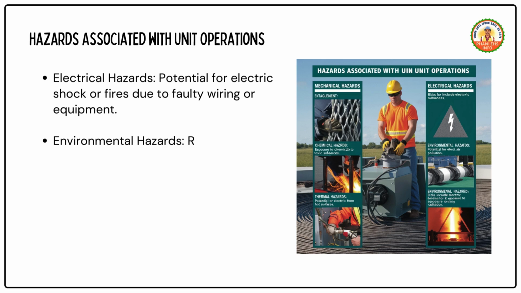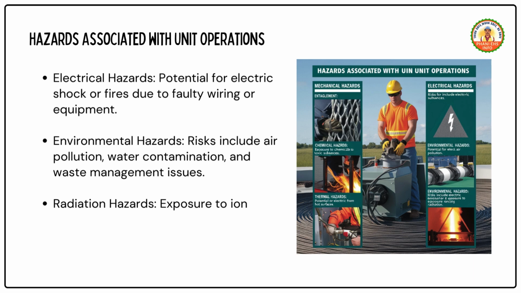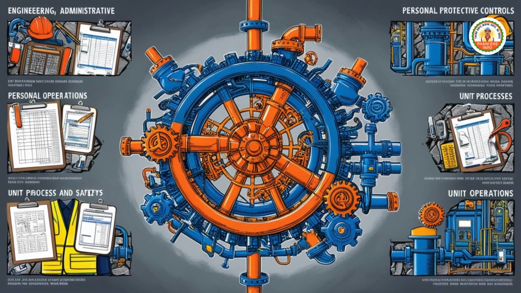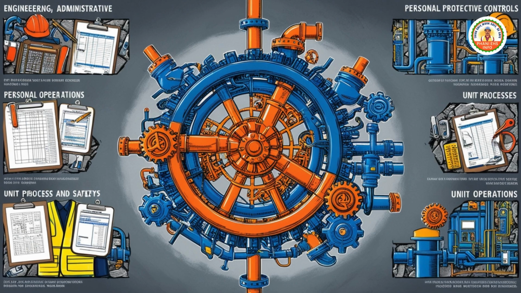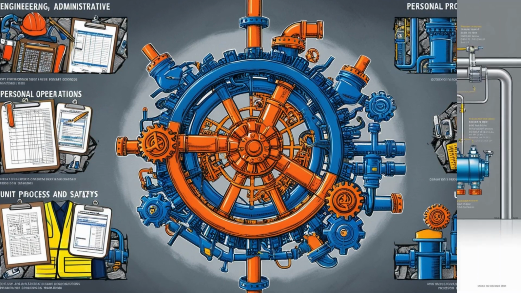Environmental hazards. Risks include air pollution, water contamination, and waste management issues. Radiation hazards. Exposure to ionizing radiation in processes like radiography or sterilization. Controls and safety measures. To mitigate these hazards, the following technical safety measures should be implemented.